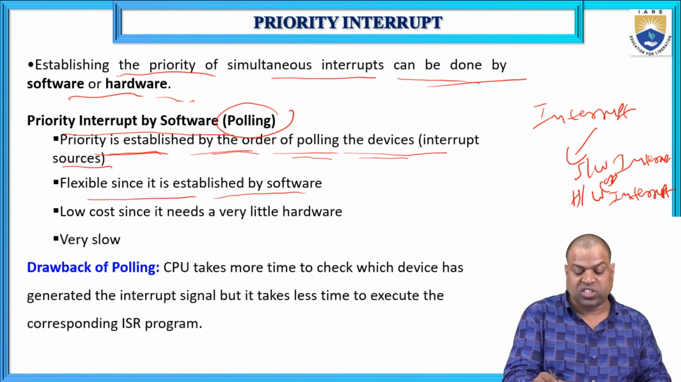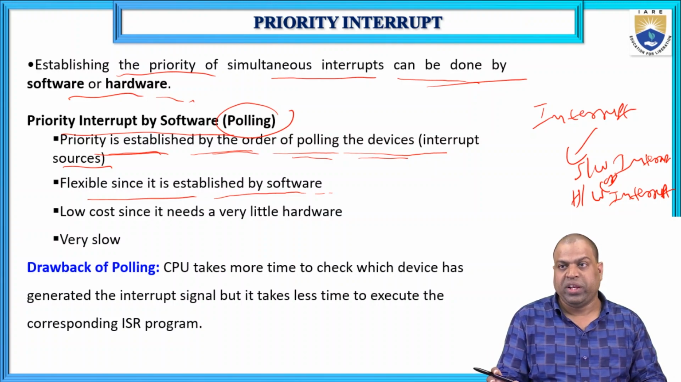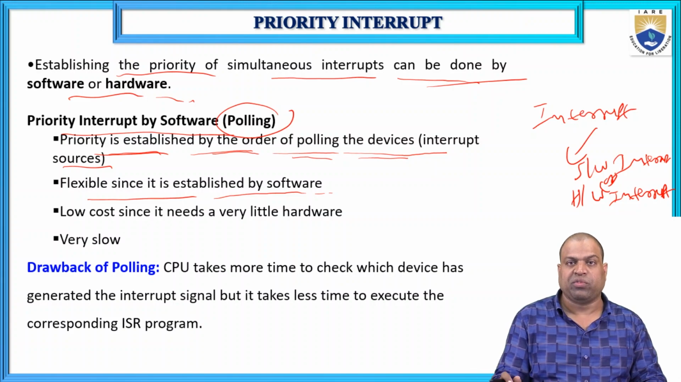Flexible since it is established by software. So in the computer we have software getting problems and hardware also getting problems. So we need a software interrupt or a hardware interrupt. How can we find out? When we need a software interrupt, that is called polling.